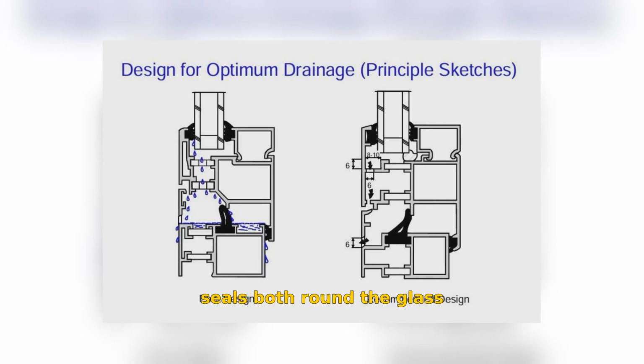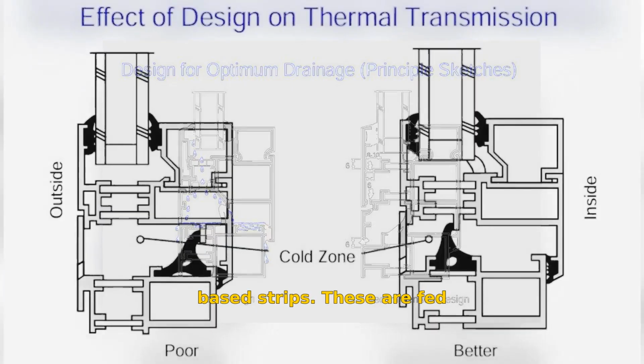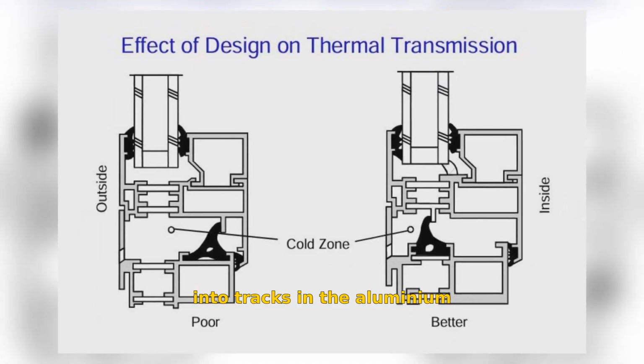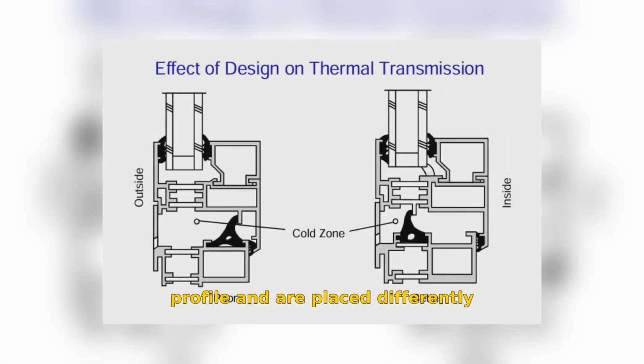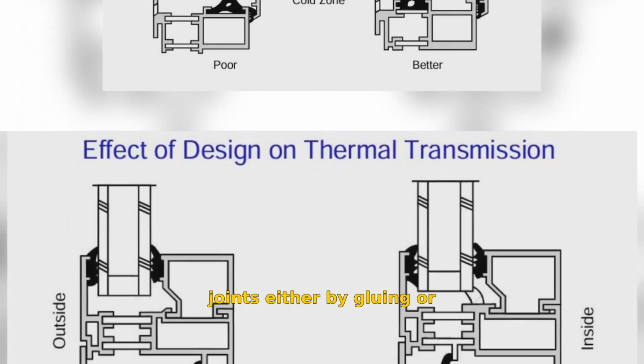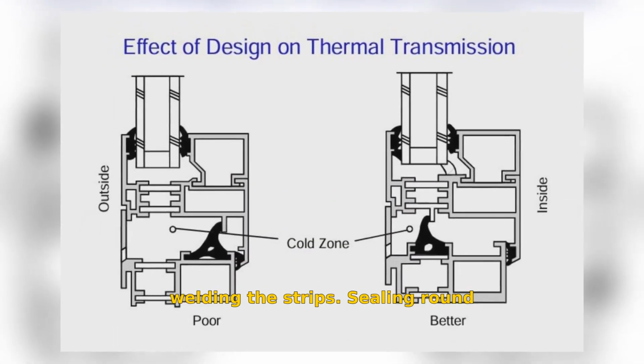Air seals both round the glass and between the frames consist today of rubber or plastic-based strips. These are fed into tracks in the aluminium profile and are placed differently dependent on the type of window. A central seal between sash and frame is most often used, as it improves the structure's thermal characteristics at the same time by stopping outside air at the exterior part of the structure. It is normally at the corners where problems arise, and it is therefore vital to seal the corner joints either by gluing or welding the strips.